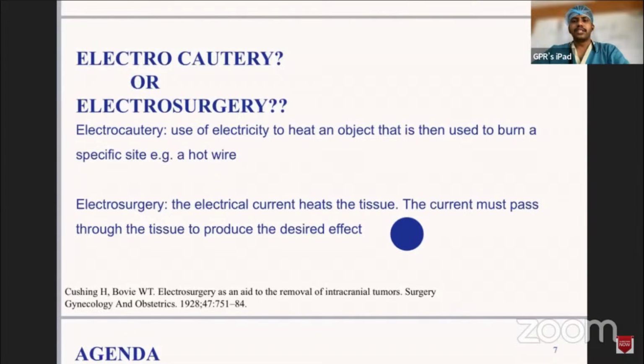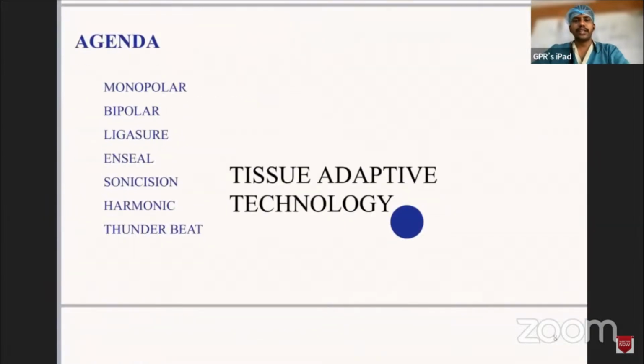So the agenda of this class is to explain how monopolar and bipolar work, how they function, what their drawbacks are, and how they helped with the next mechanisms, the other tissue adaptive systems like LigaSure, Sonicision, Harmonic, and ThunderBeat.